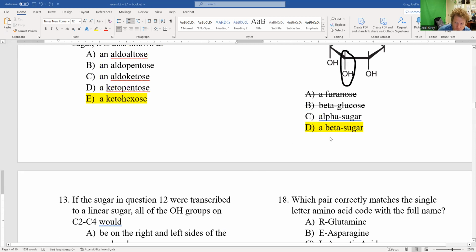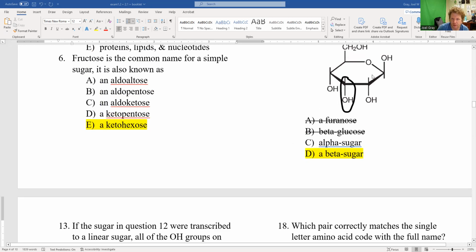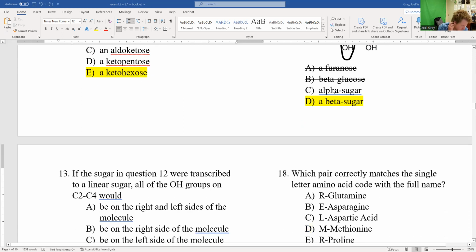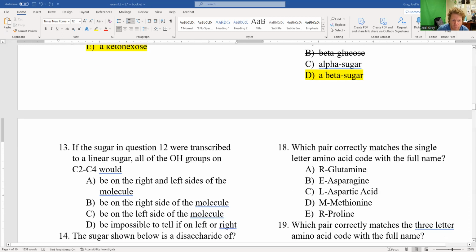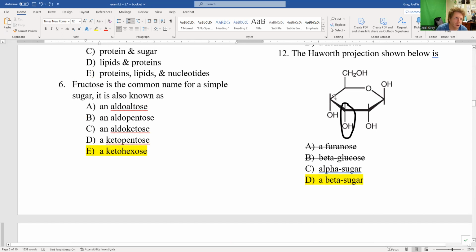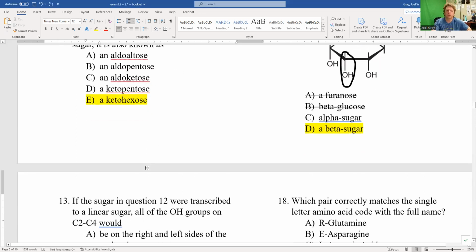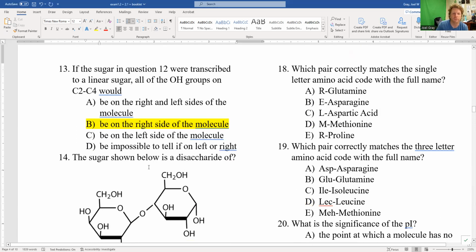Now, we're talking about a beta sugar here, carbons 2, 3, and 4. They are all pointing downward. And we can look at this and say, if they are pointing down, they are going to be on the right side of my molecule. So the best answer for number 13 is B. If they were pointing up and down, then you would have some combination of right and left, or if they were all pointing up, then they would be all on the left-hand side, but they are uniform.